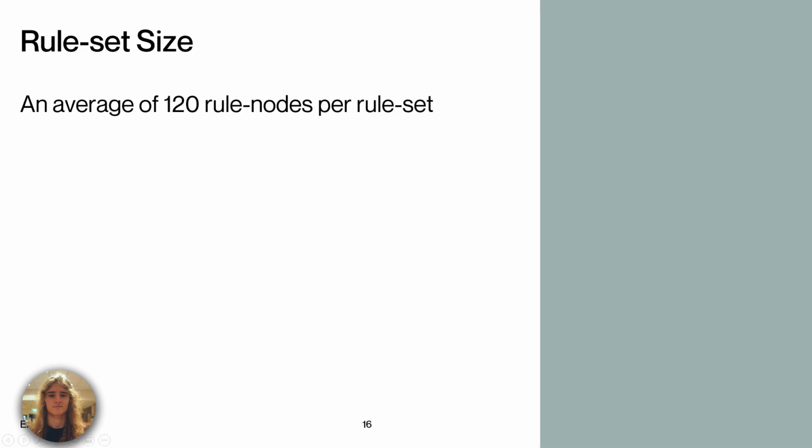In terms of the rule set size, an average of 120 rule nodes per rule set is advised. If you exceed this number of rule nodes, you might have trouble reopening previously created rule sets.